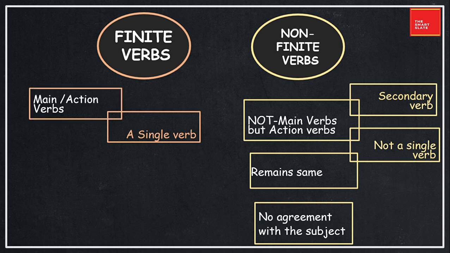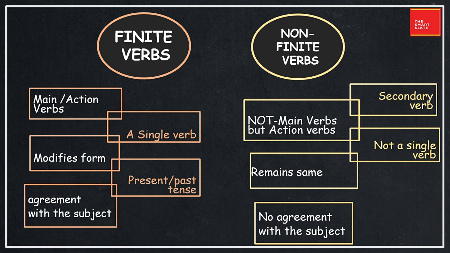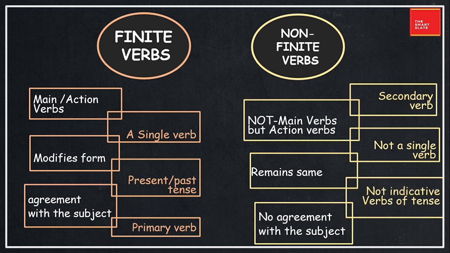They are also known as main verbs or action verbs, which modify the form of a sentence because when you change the number, person or tense, the sentence gets modified. You change the tenses here. There is an agreement with the subject. These are primary verbs, and non-finite verbs are not indicator verbs of tense. That means they are not showing you the tense of a sentence, whereas finite verbs show you the tense of a sentence as well. So these are primary verbs, whereas non-finite verbs are secondary verbs.